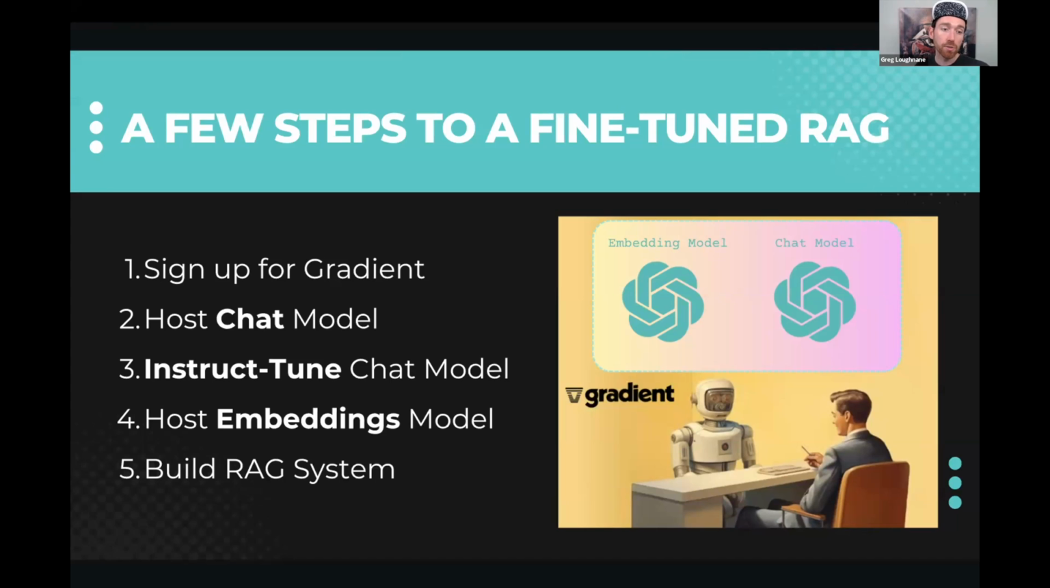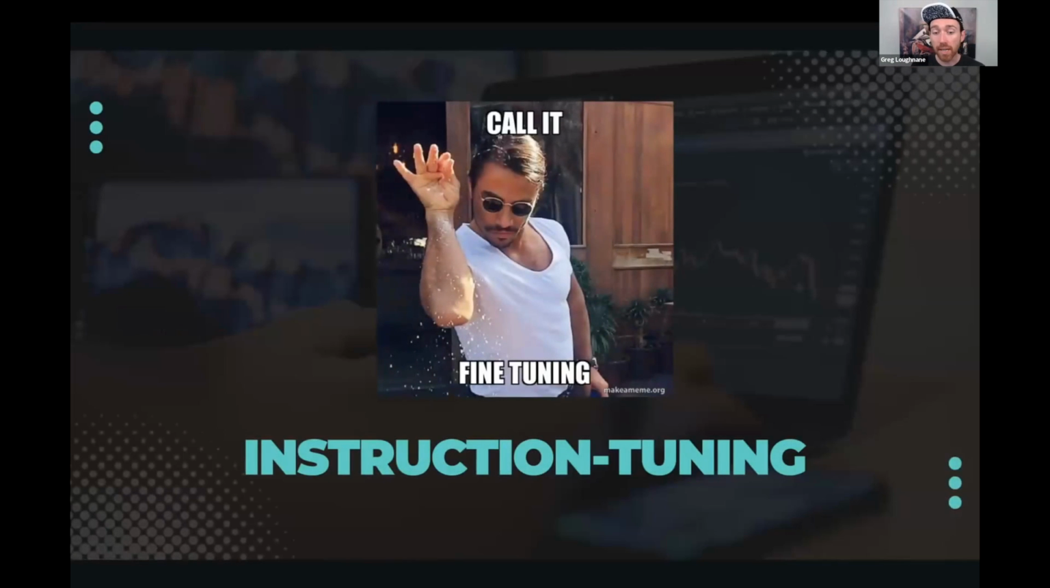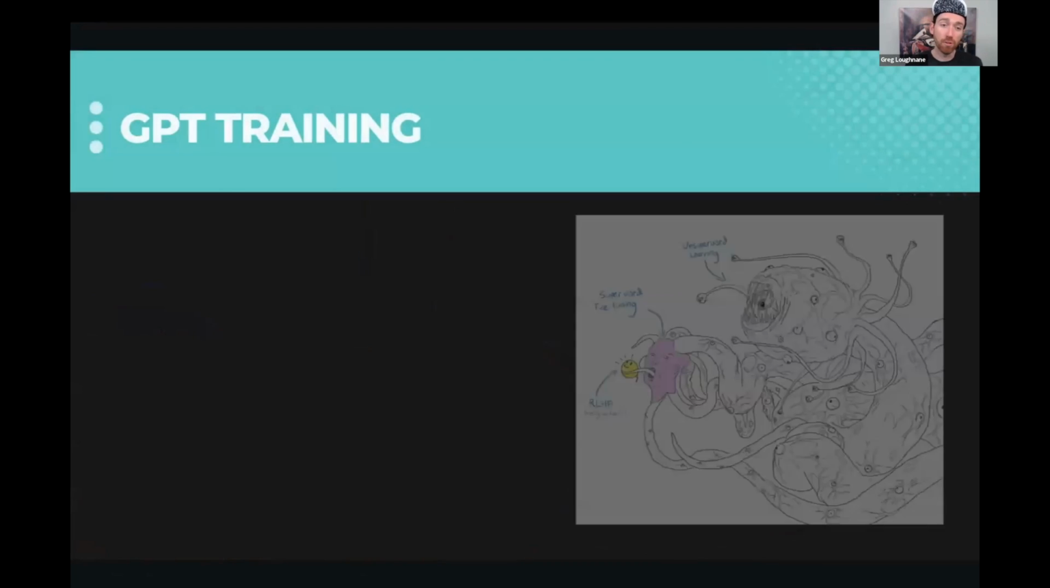So what we're going to do is host a chat model and instruct-tune it. We're going to host an embeddings model, and then we're going to build a RAG system with these two models. So first off, let's take this instruct tuning piece and talk about instruct tuning for just one second. This is the idea of supervised fine tuning for alignment with humans to make it more helpful, right?